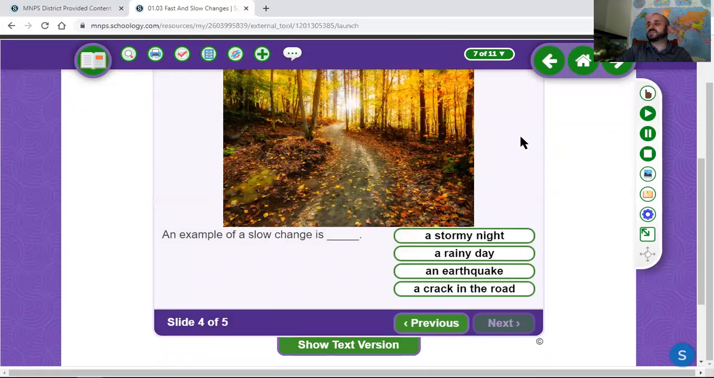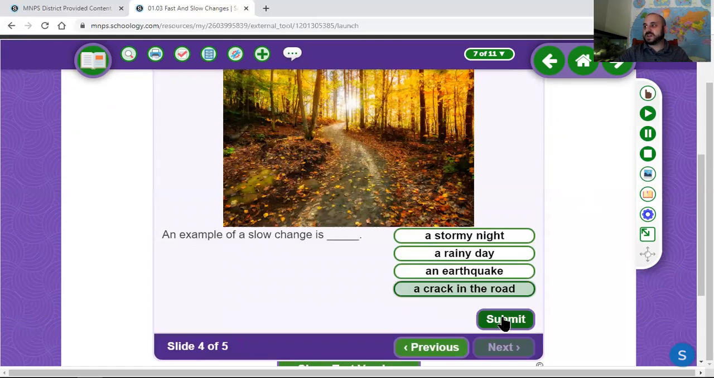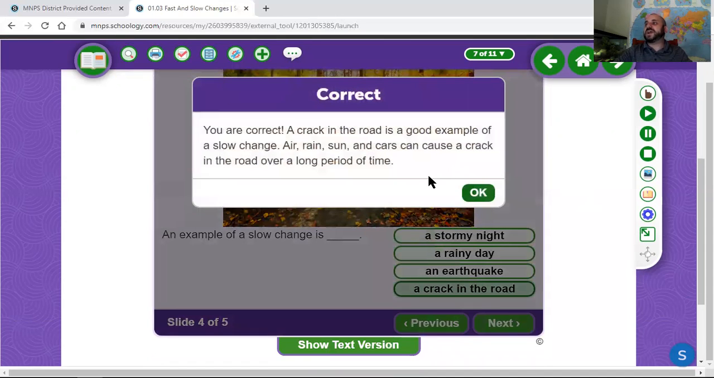An example of a slow change. So what natural process would be a slow change? A stormy night, a rainy day, an earthquake, or a crack in the road? So what they say by a crack in the road, they don't mean the kind that comes from an earthquake. They mean the kind that comes from weathering and erosion. So I'm going to say a crack in the road for that one. Correct. A crack in the road is a good example of a slow change. Air, rain, sun, and cars can cause a crack in the road over a longer period of time.